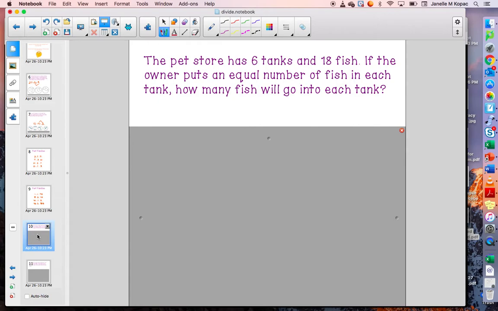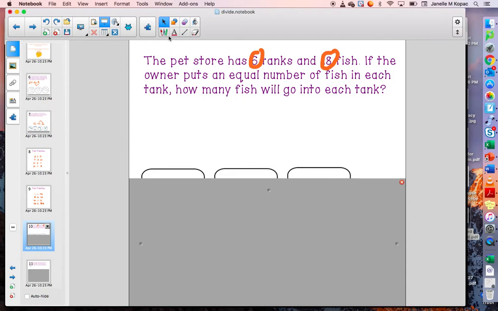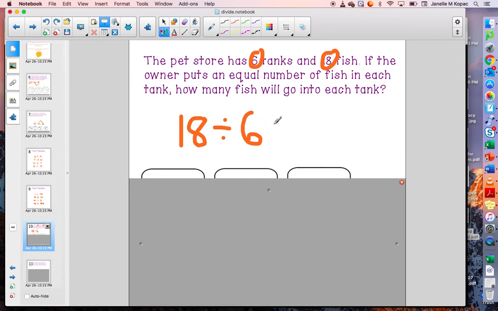Let's take a look at this problem. The pet store has 6 tanks and 18 fish. If the owner puts an equal number of fish in each tank, how many fish will go into each tank? So notice in this problem, we're going to have 6 tanks and 18 fish. So we're going to need to sort our 18 fish into 6 tanks. So we are going to be doing 18 divided by 6. We're taking 18 fish and sorting them into 6 tanks.